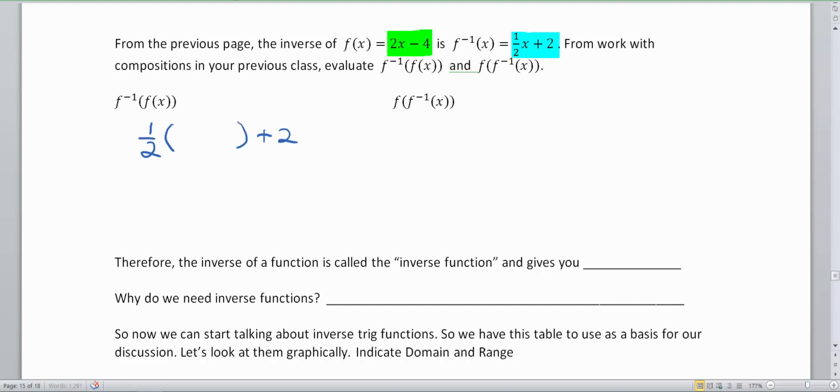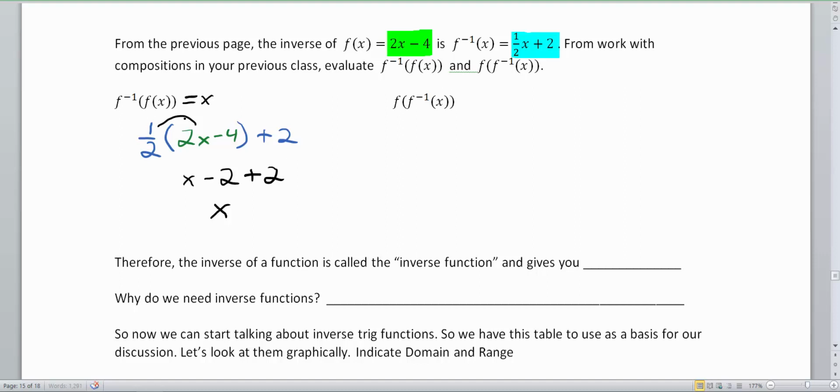So again, this is a review of composition of functions. So now I'm going to plug in my 2x minus 4. Okay, so now I'm going to do the simplification work. I'm going to distribute here. So this gives me just x, because 1/2 times 2 is just x. 1/2 times negative 4 gives me just a minus 2, and then plus 2, and minus 2 plus 2 is just 0. So this answer is x.